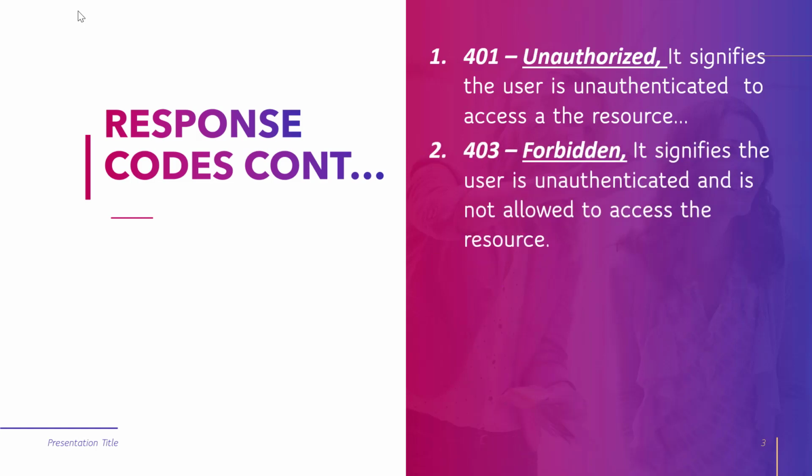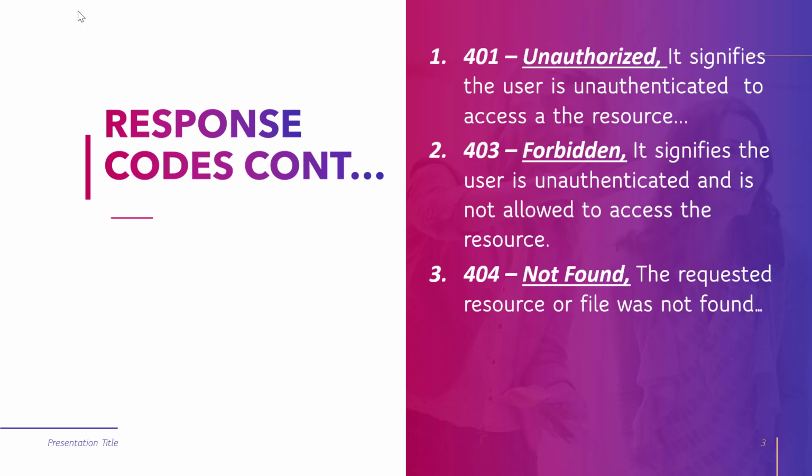Then we have 403, which means forbidden, where the user is authenticated but is not allowed to access the resource. For example, you can use 403 to restrict the admin. Anyone who is not an admin and tries to access the admin page, you can throw the 403 status code. Then we have 404, which means that the requested resource was not found. If a user tries to access maybe a file or a page which is not there, you can return a 404 status code.